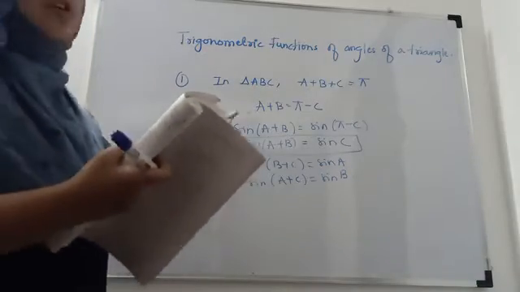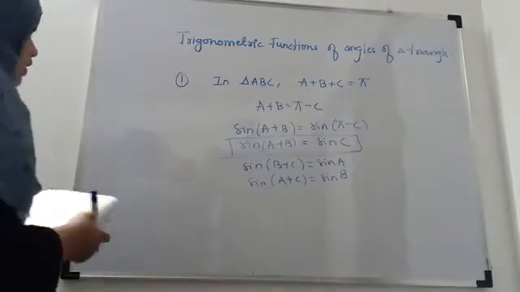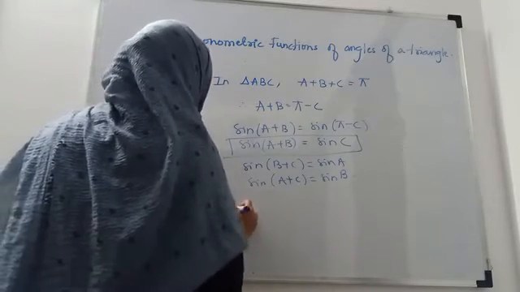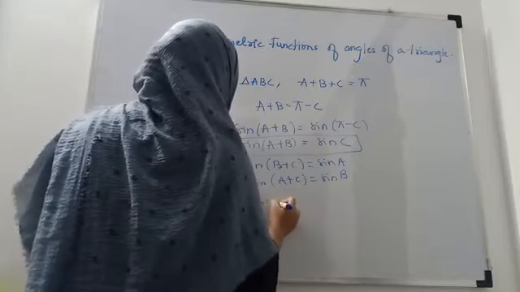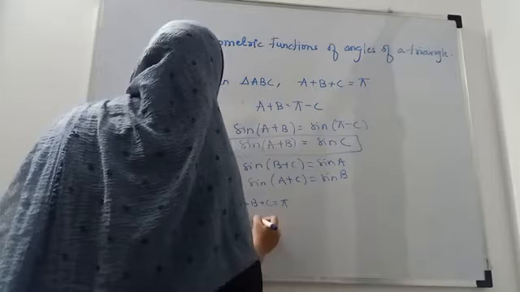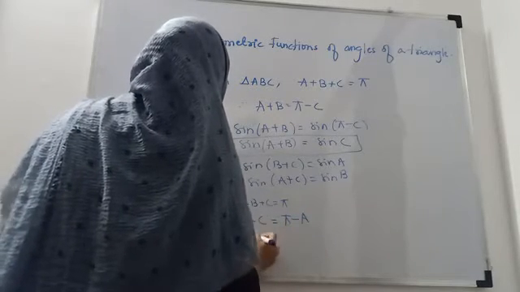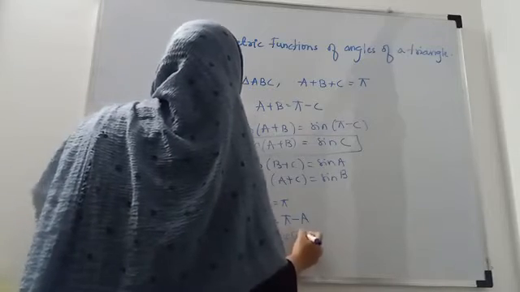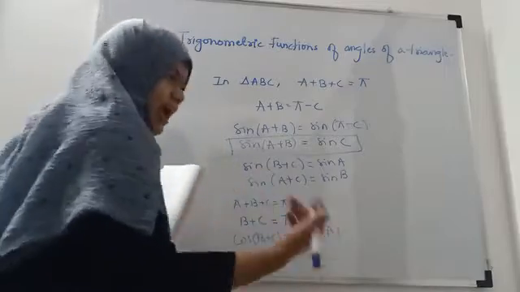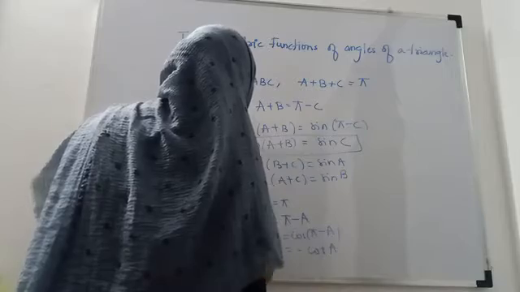Now we will see the result for the cosine. So result number 2 is the same: in a triangle ABC, A plus B plus C is equal to pi. Therefore B plus C is equal to pi minus A, and therefore cos of B plus C is equal to cos of pi minus A. But we know that cos of pi minus A is minus cos A, which is cos A but with a minus sign.